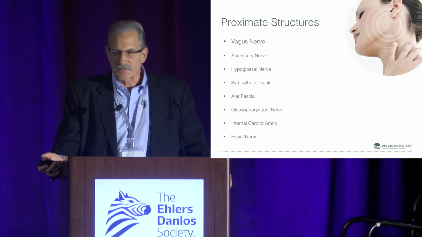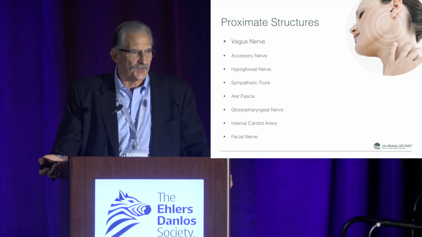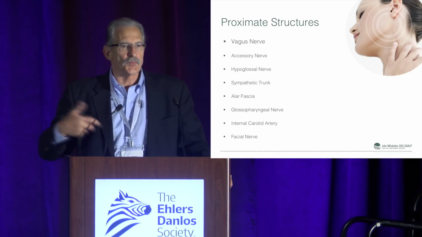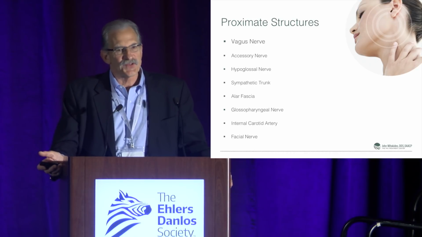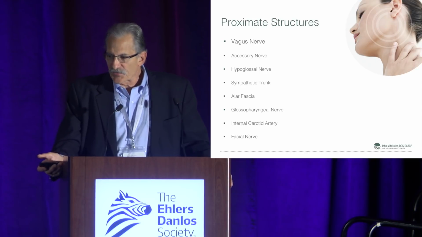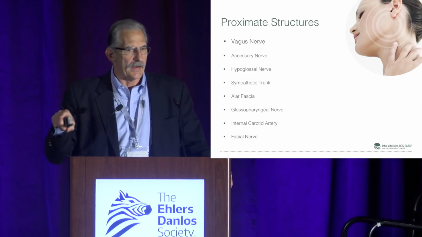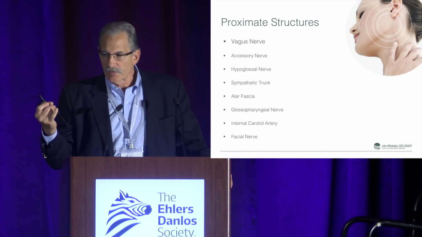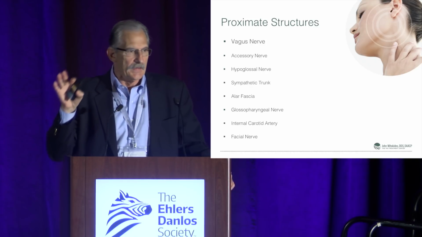Gosh, think about this. The vagus nerve, the accessory nerve that goes to your shoulders, the hypoglossal nerve at the back of your throat, sympathetic trunk runs your GI tract, your heart rate, your breathing, the alar fascia that actually positions C2, the glossopharyngeal nerve, again, back of your throat, the internal carotid artery, the facial nerve, all these structures go through that area. So if you have distortion of the superior pharyngeal constrictor and/or the position of the head and neck, it's going to affect all these.